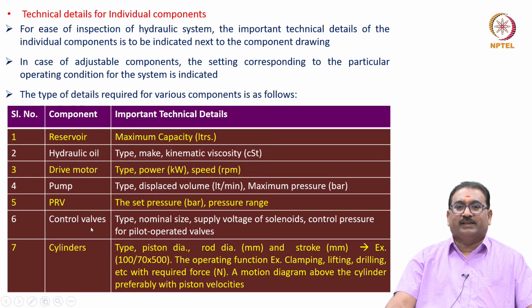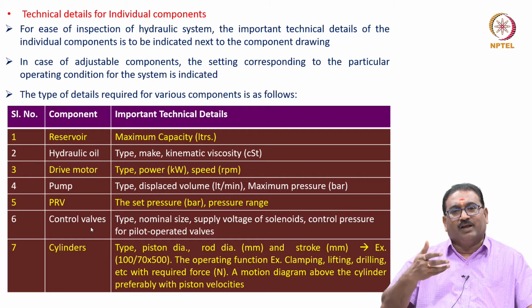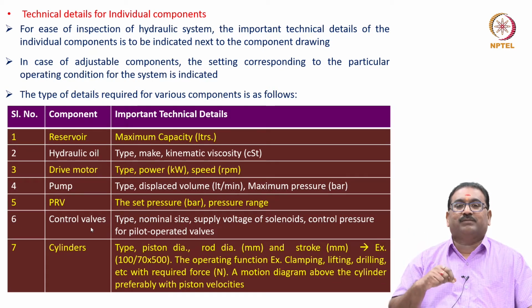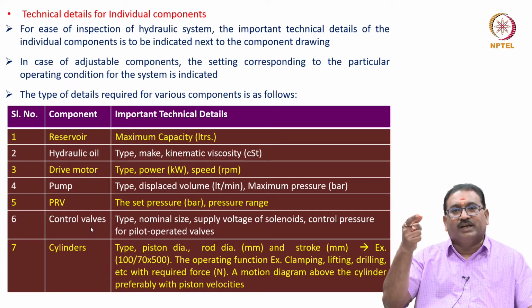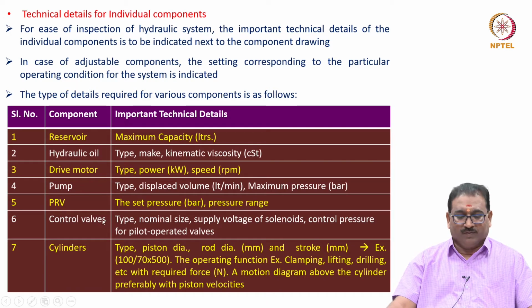Control valves, as I have told you, different types of control valves are there. Direction control valves itself, there are various categories you have to mention. Then flow control valves, various categories. Pressure control valves, various categories. Correct, friends? All these things you have to mention: type, nominal size, supply voltage of solenoids, the operation of the direction control valves.